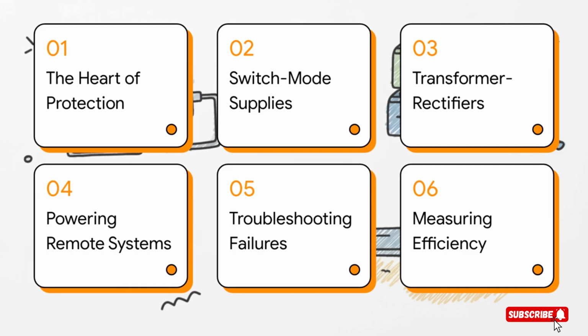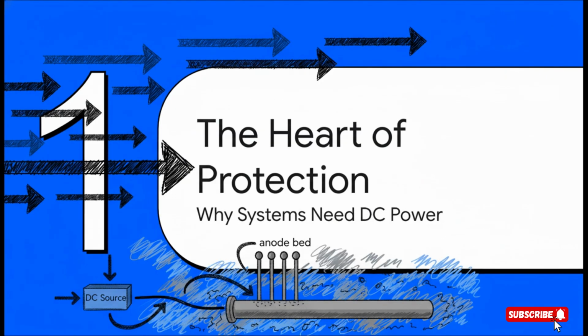So here's our game plan. We'll kick things off with the basics, like why DC power is the only game in town for this kind of work. Then we'll get into the modern high-tech switch mode supplies and see how they stack up against the classic transformer rectifier. After that, we're going off-grid to check out remote power options. Then it's time to put on our technician's hat and do some real-world troubleshooting. And we'll wrap it all up with a super important skill, how to measure efficiency, so you know your system isn't just running, but running right. Okay, let's dive right in.